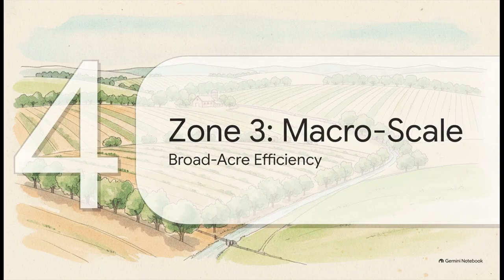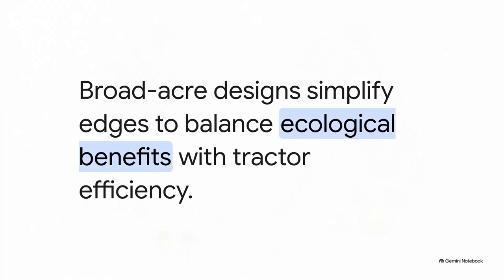Okay, let's dramatically zoom out for our final part, Section 4, Zone 3 and macro-scale efficiency. When we shift from a small backyard to Zone 3, which is broad-acre farm territory, the rules of scale change entirely. Out here, highly complex micro-patterns, like those tight herb spirals, are just completely impractical. You can't exactly navigate a massive tractor through a tiny zigzag, right?